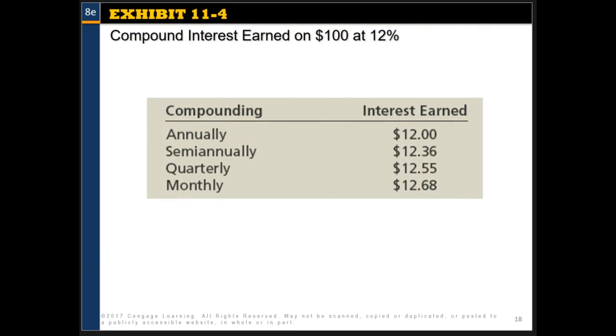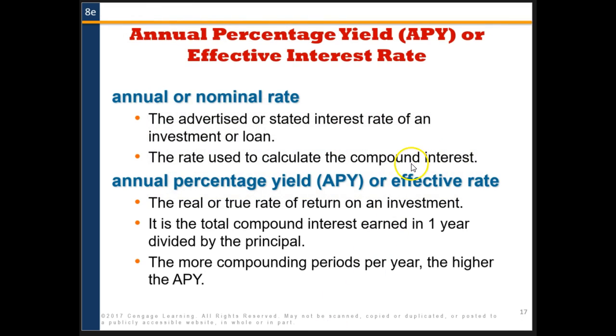Before we do this, I want to go back. I missed the APY. So the APY, the annual percentage yield, sometimes called the effective rate, reflects the real rate of return on an investment. So the APY is calculated by finding the total compound interest earned in 1 year and dividing by the principal. Make sure you're aware that this is actually the simple interest formula from chapter 10 solved for rate, where the t, the time, is 1.